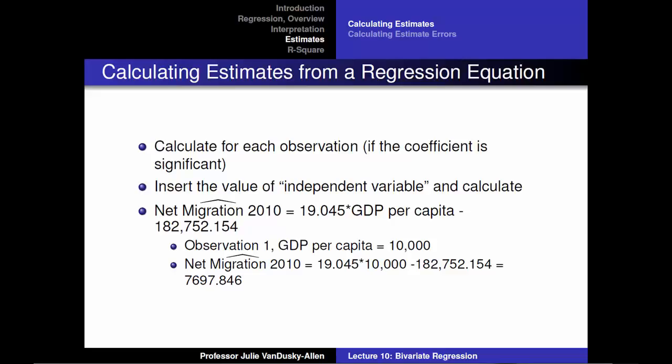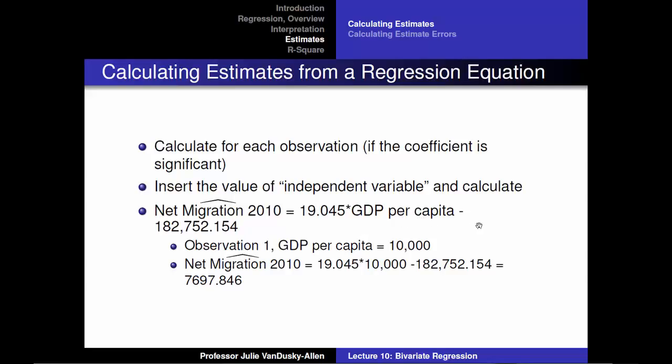Now I'm going to show you how to calculate a point estimate from a regression equation. You can calculate an estimate for each observation. You only do this if the coefficient is significant. So we have this equation here: net migration hat equals 19.045 times GDP per capita minus 182,752.154. We insert the value of the independent variable here.